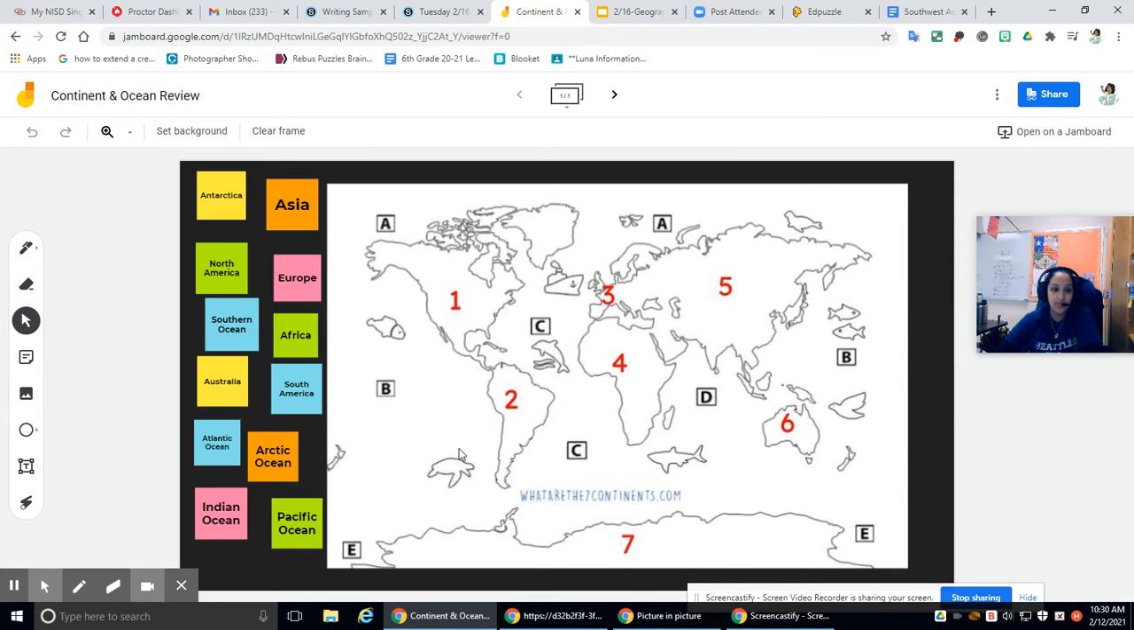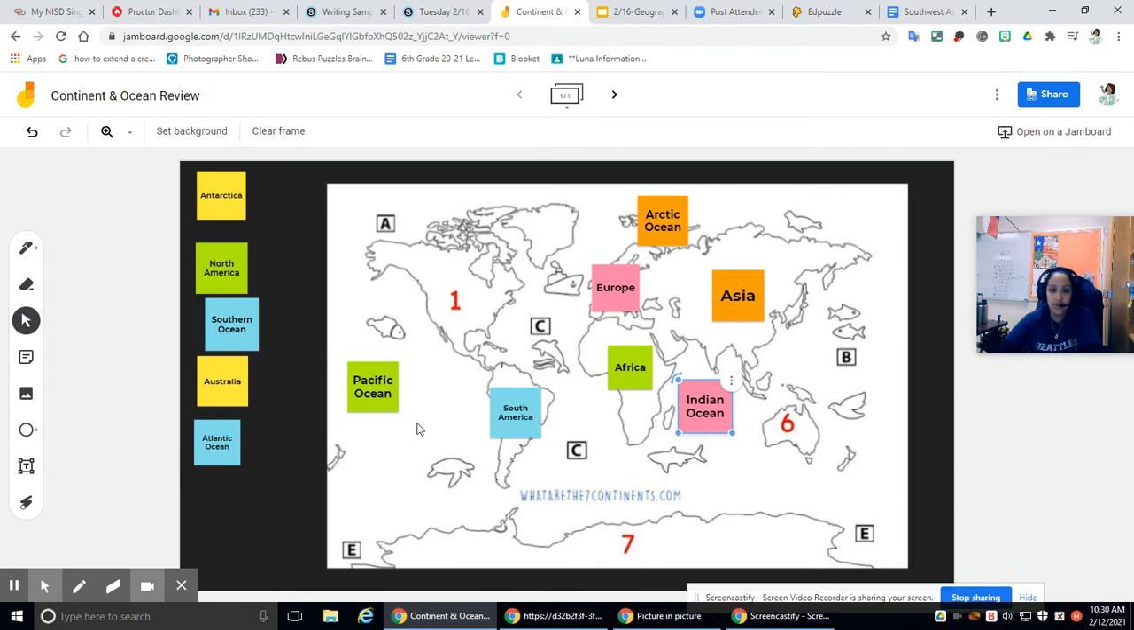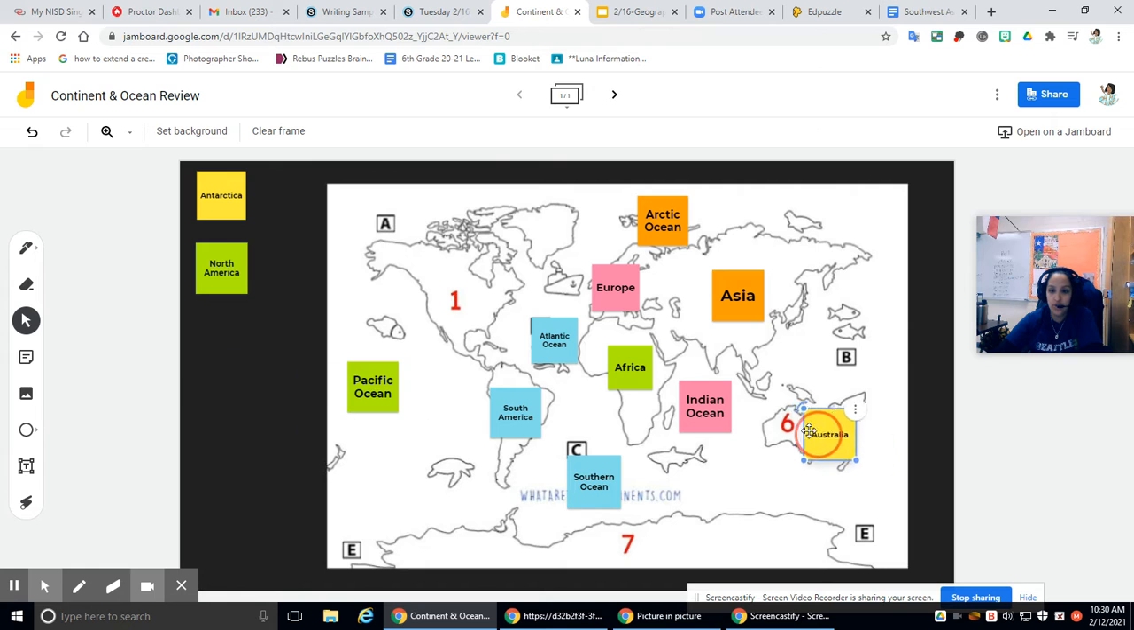So quick review. Asia is going to be number 5. Europe is number 3. Africa is number 4. South America is number 2. The Arctic Ocean is at the very top. The Pacific Ocean, the Indian Ocean, the Atlantic Ocean right here, the Southern Ocean, Australia, North America, and then Antarctica. So hopefully this is a good review for you guys.